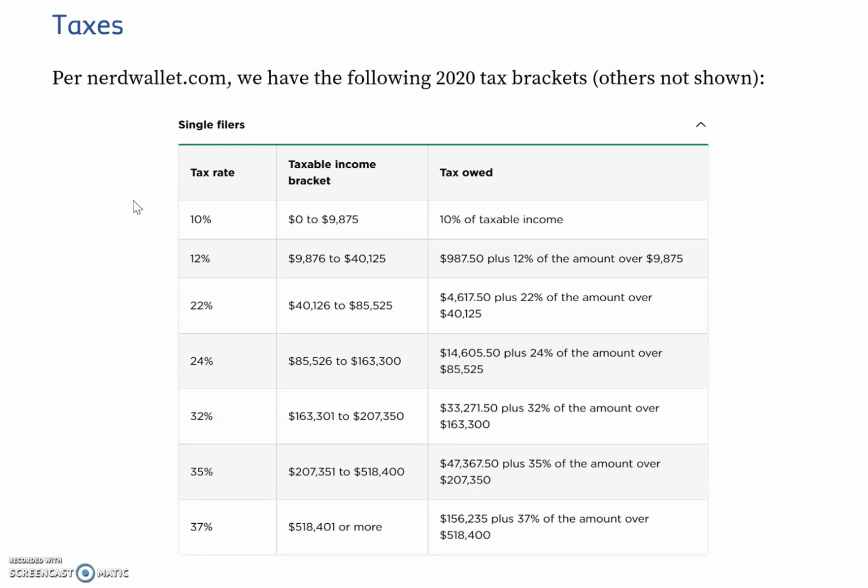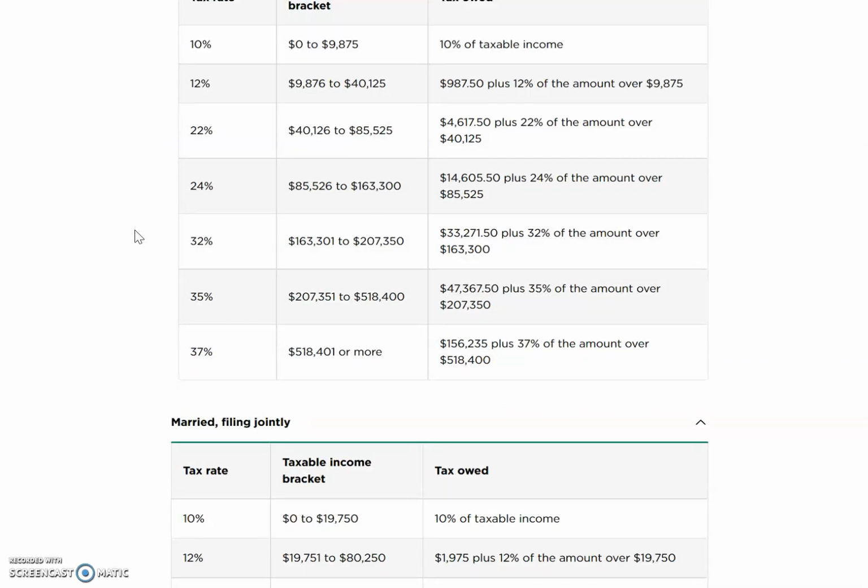So there are a few different ways that you can file. You can file as a single person. You can file as a married person separately. You can file as a married person jointly. You can file as a head of household. So there's a few different ways that you can file, but we're going to look at two of the more common ones, which would be single filers and married filing jointly, which is right below here.